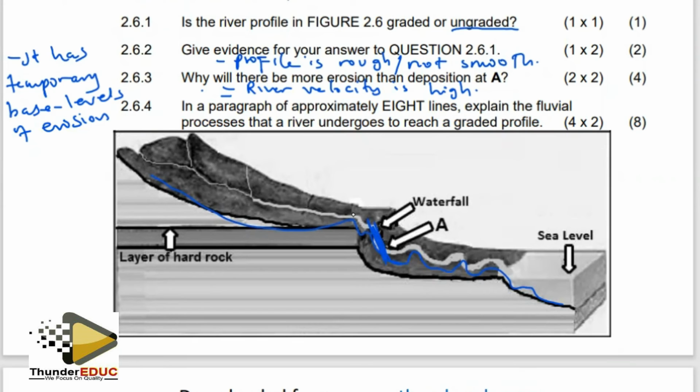2.6.4, it says in a paragraph of 8 lines, explain the fluvial processes that a river undergoes to reach a graded profile. As we know, we say that this profile is ungraded as a result of temporary base levels of erosion like waterfalls, the rough surface, etc. So let's see, explain the fluvial processes that a river undergoes to reach a graded profile.